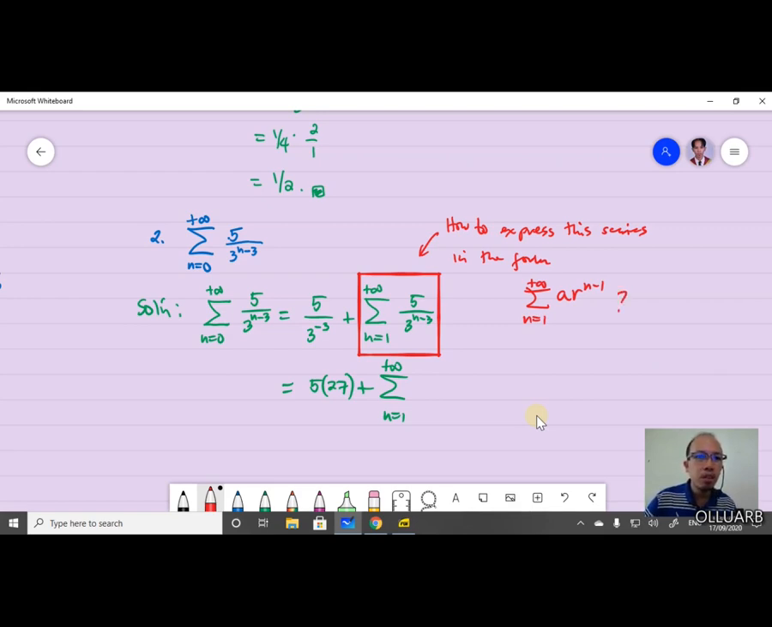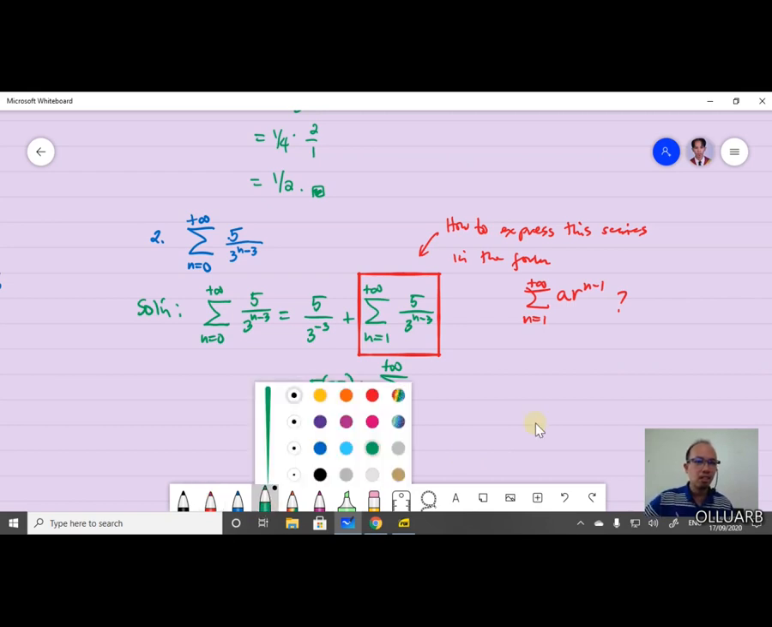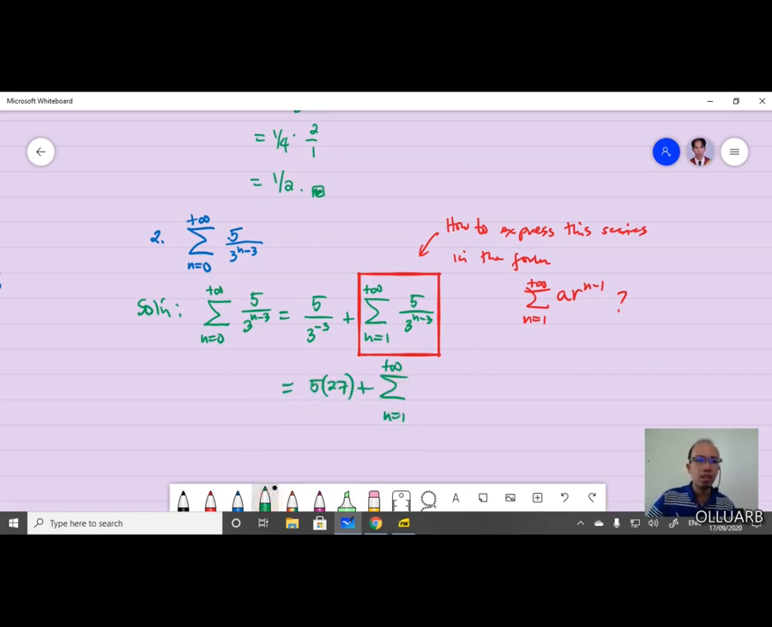Notice that in the exponent we need n minus 1. So what is needed in the exponent of 3 here so that it will equal n minus 3? I think this is negative 2, because negative 2 plus n minus 1 is n minus 3.